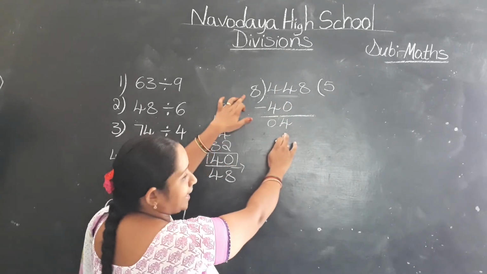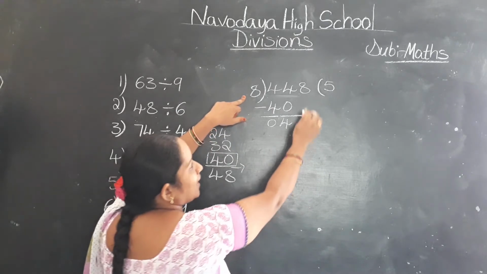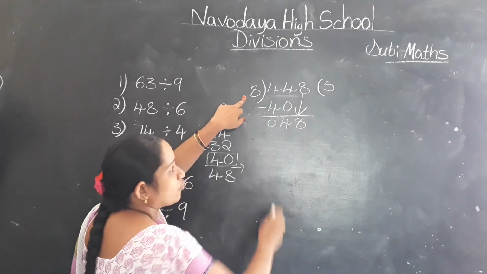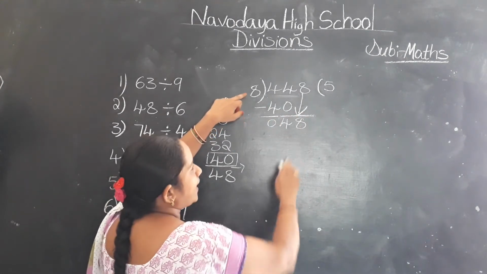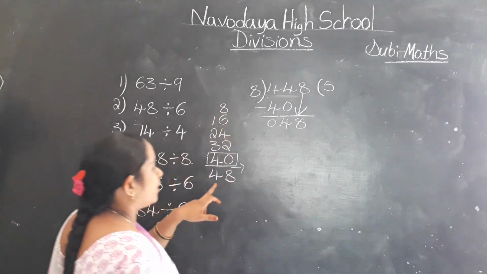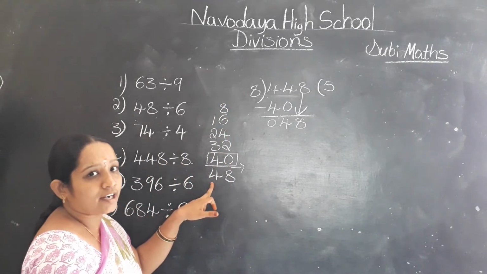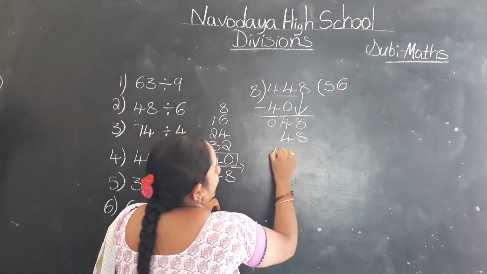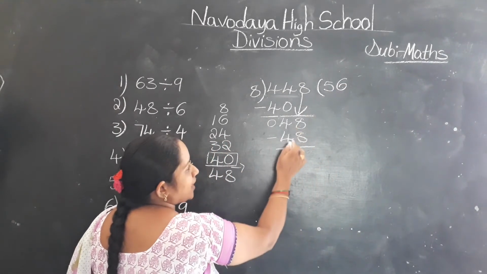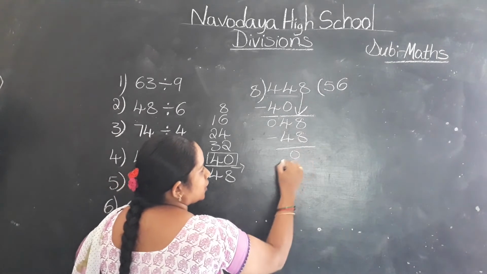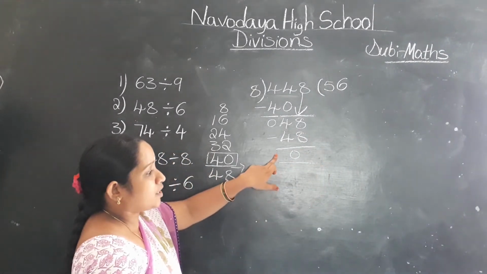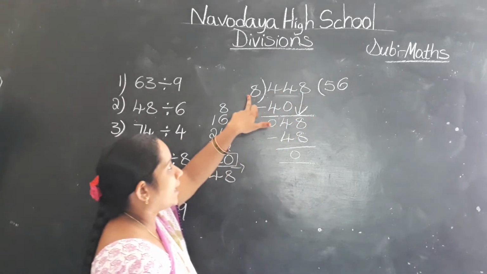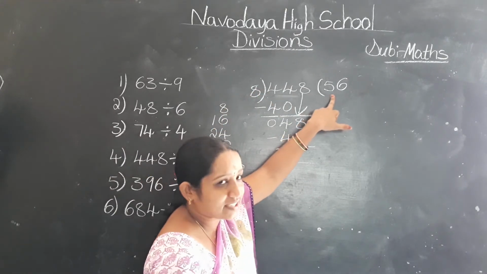4 divided by 8. Is it possible? No. That's why write down the next place digit, that is the 8. 48. 48 in 8 table. How many times we will get? 8 sixes are 48. Again do subtraction. 48 minus 48 how much? 0. So here 0 is the remainder. 448 is the dividend. 8 is the divisor. 56 is the quotient.